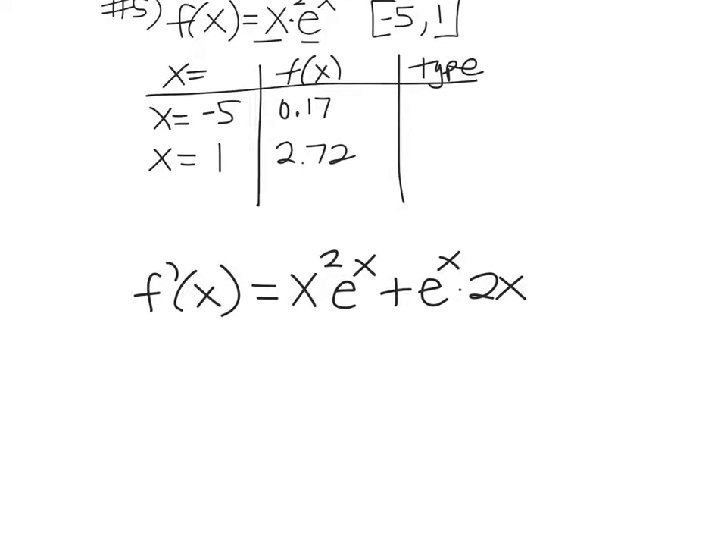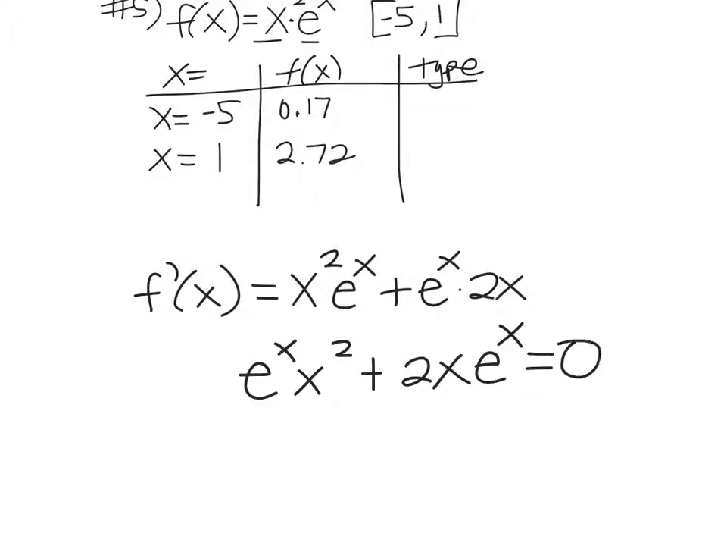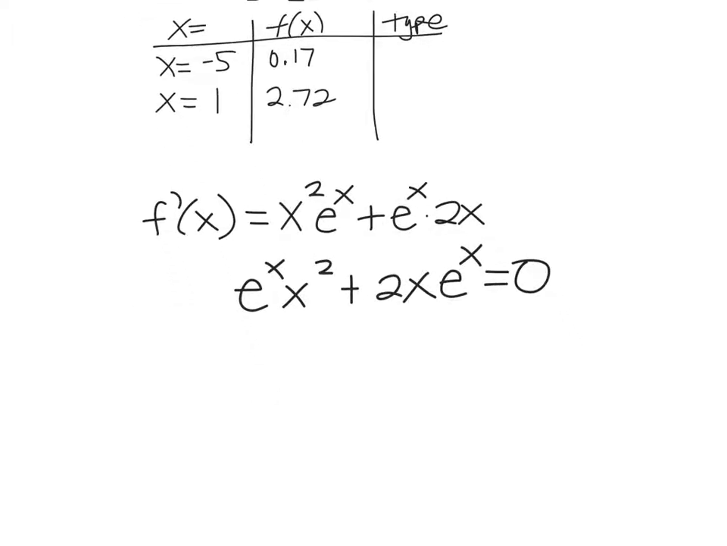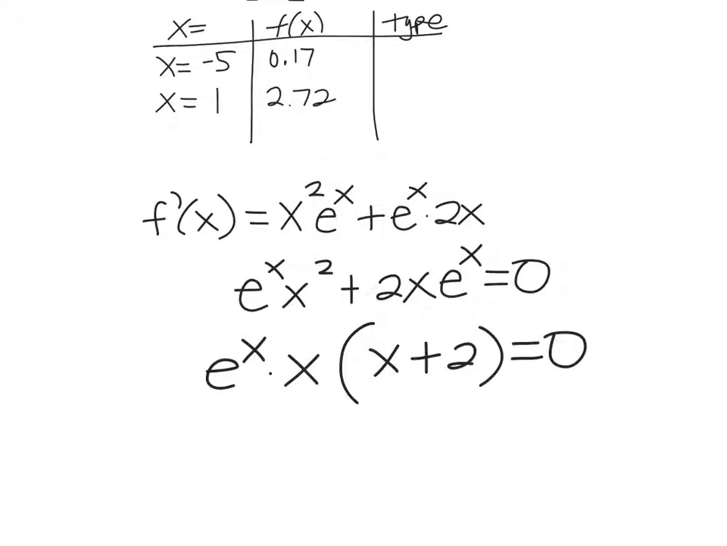Alrighty. This is an interesting part. So let's take this thing and let's set it equal to 0. I'm just going to rearrange it a little bit. Now, this is interesting to solve, right? How do you solve this? We can factor out an e to the x and an x from both of them. And what we're left with is x plus 2. So this thing really has 3 factors.